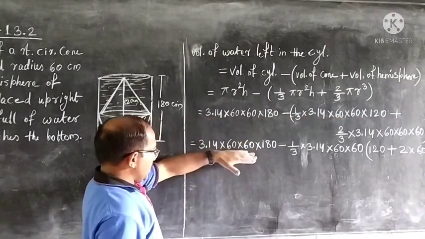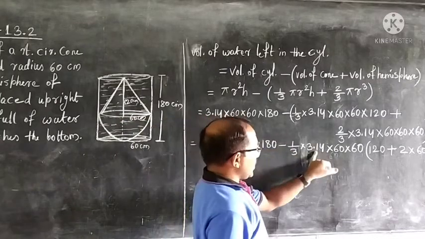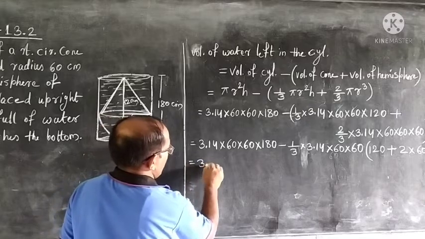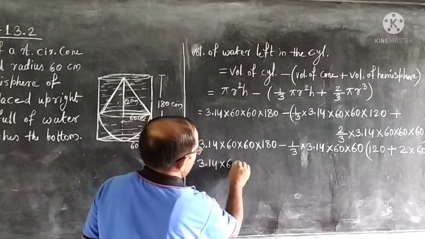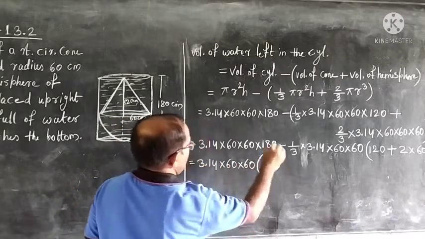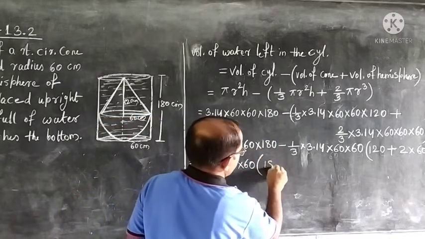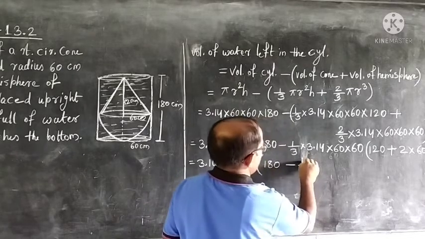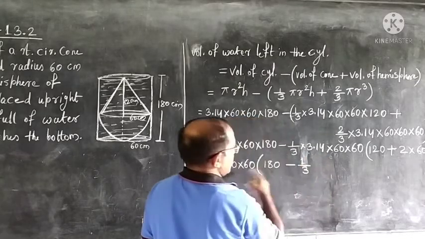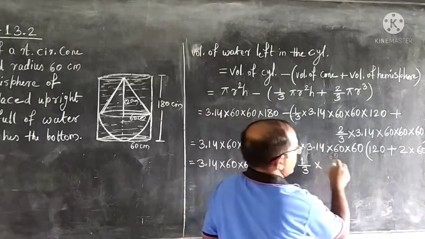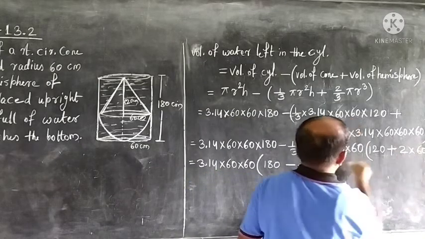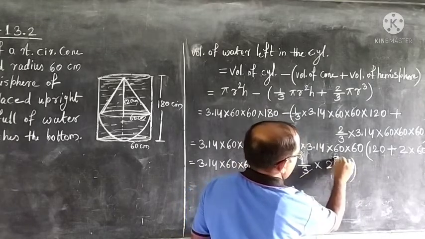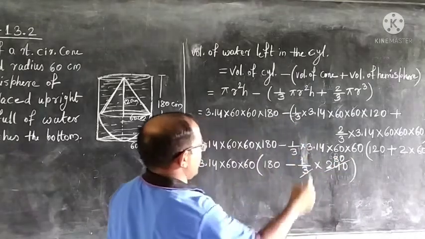Now, from all this we can take common 3.14, 60, 60. So, 3.14 into 60 common. What remains? 180 minus 1 by 3 remains, we did not take this one common, 3.14, 60, 60 are out, into 120 plus 120, we will get 240. By 3 we can cut it, 80 we will get, 3 8s are 24 and 0.